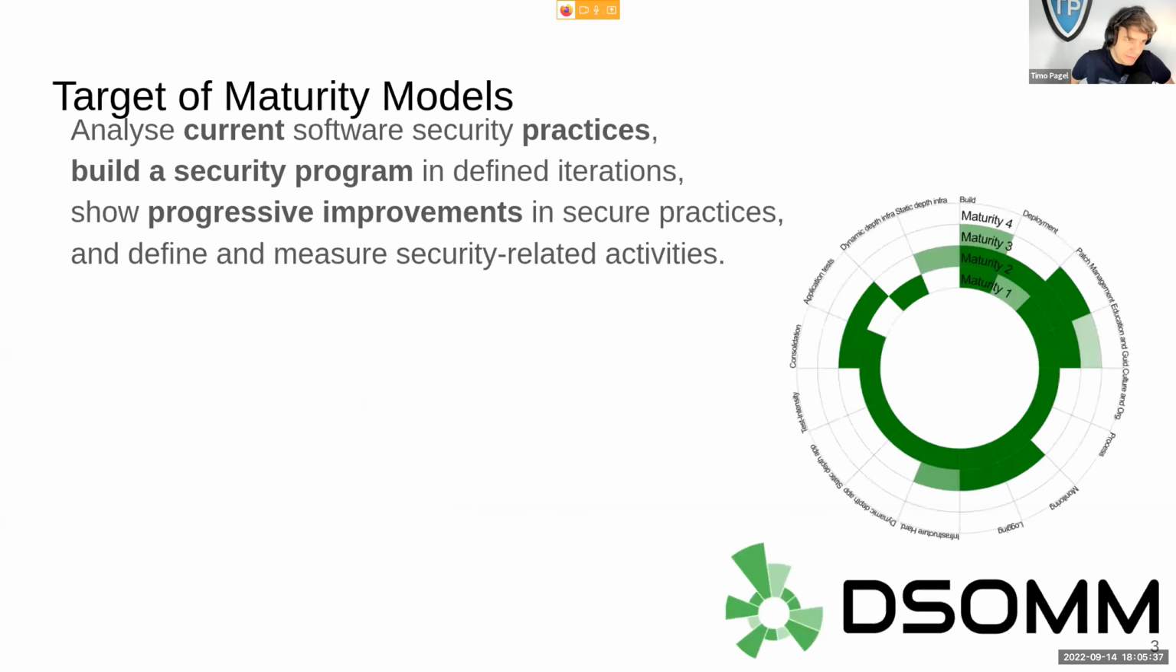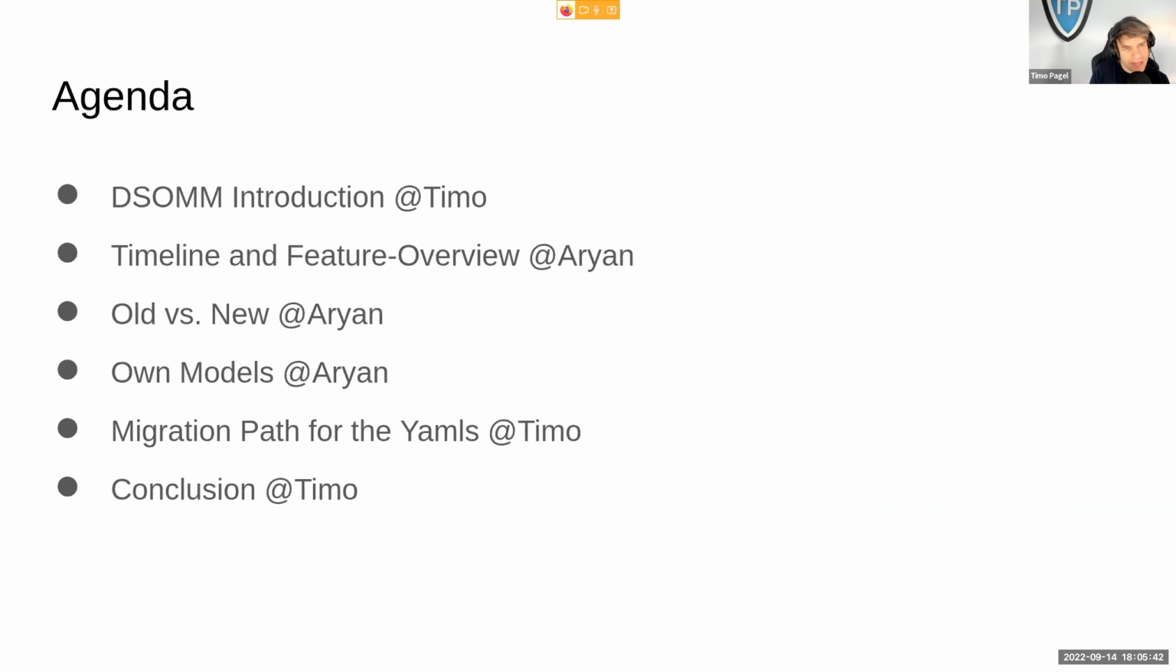Thank you. Yeah, we have a small agenda for you today. So I will give you a little introduction. We talked about the DevSecOps maturity model already, but I will give you a small heads up in 1 minute. Then we will talk about the Google Summer of Code project, which is now kind of at the end. Aryan will tell us about the features of the old model and the new model. I will quickly tell you how you can migrate. That is very quick because there is not much to do, and we come to a conclusion.